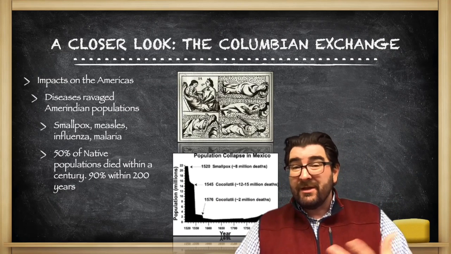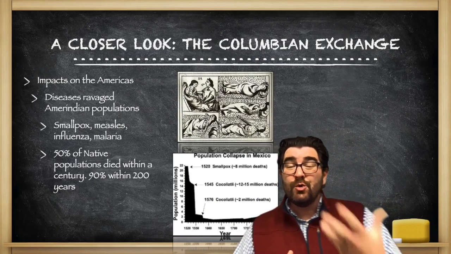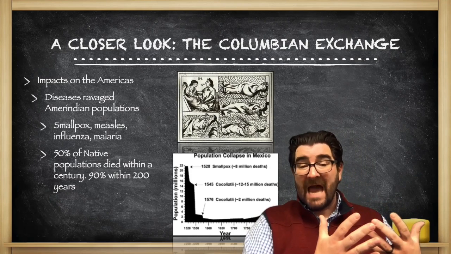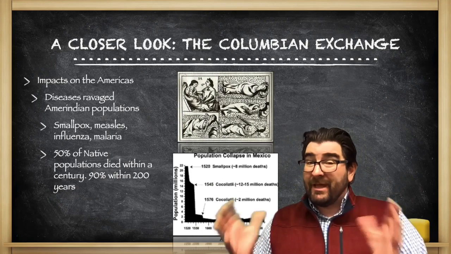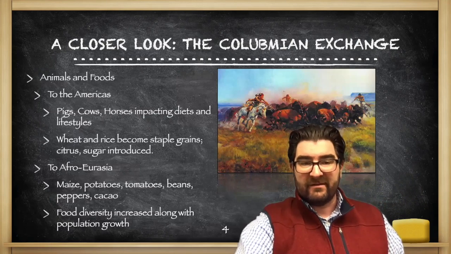Within about 100 years, 50% of the Native population will be dead. Within about 200 years, that number is going to rise to 90%. And essentially, 100% of populations on smaller Caribbean islands.